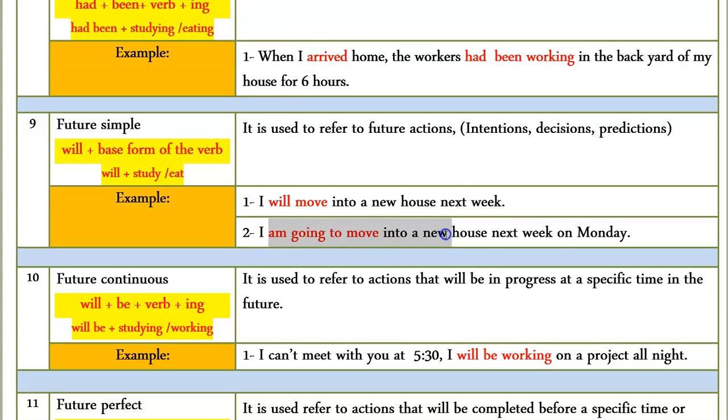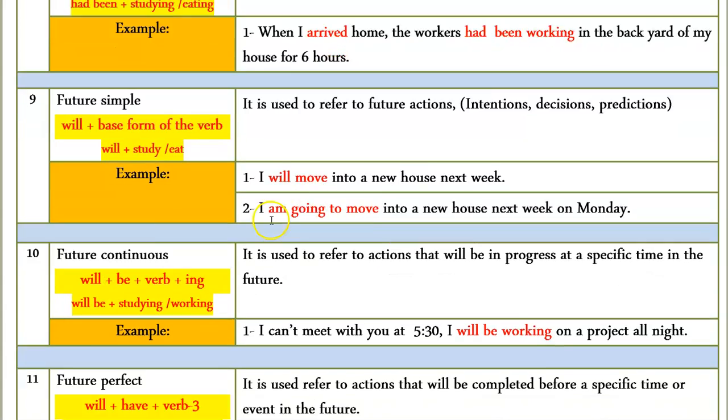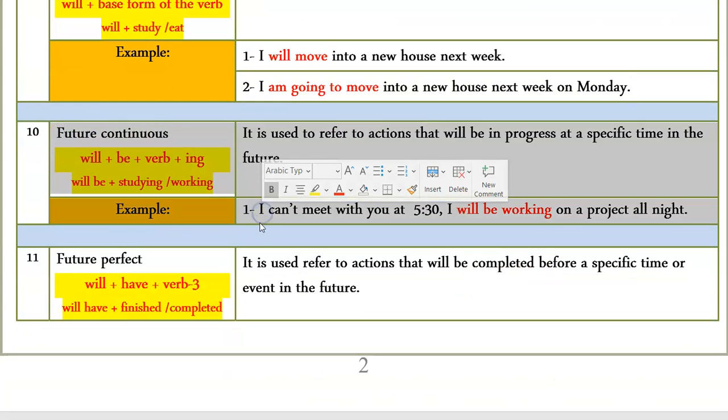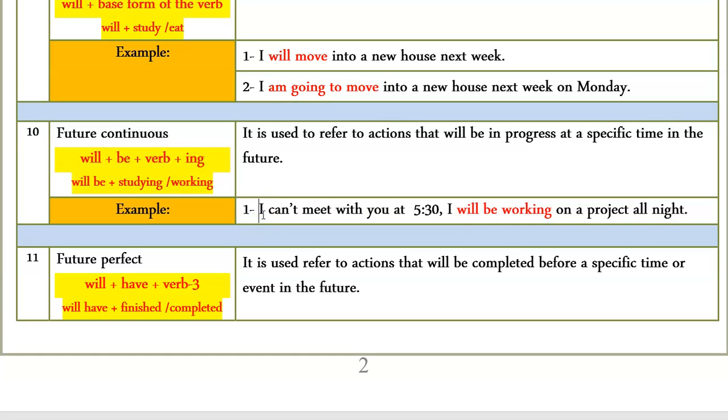I'm going to move into a new house next week on Monday. The weather is clear. I have already contacted a transportation company that will come and pick up my furniture. Future continuous, will plus be plus verb ing, it's a duration. Again, it is a duration.